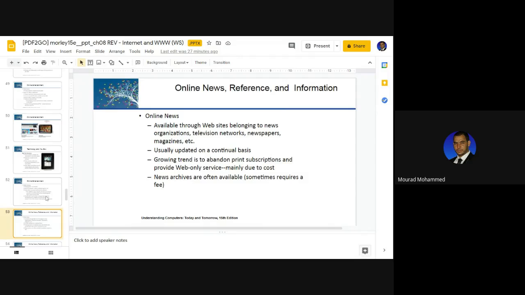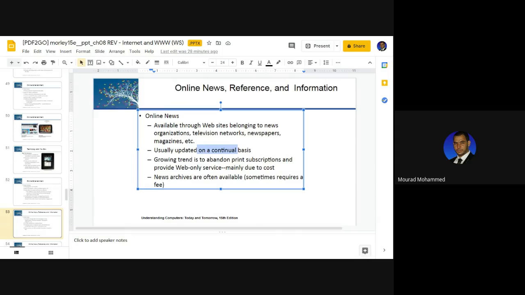The news feed: you may read your respective newspapers and magazines online. Absolutely, you can do that. You can have your updates, and you can set your device to receive your respective updates on a regular basis.